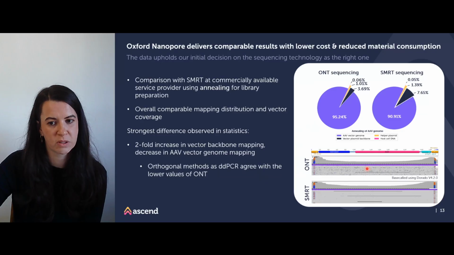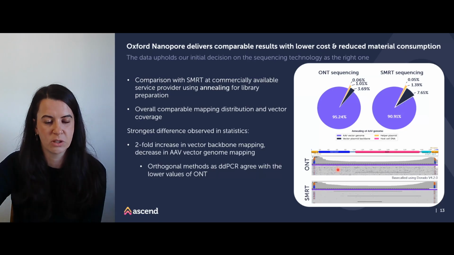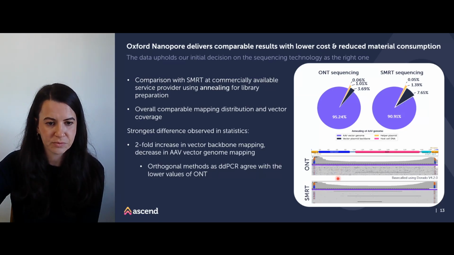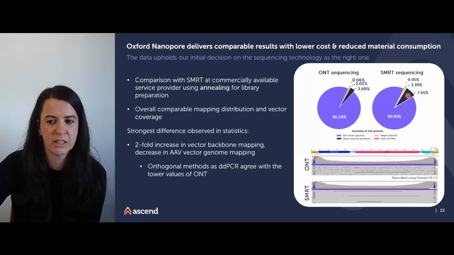In those coverage plots here, each gray horizontal bar below the purple line corresponds to a single sequencing read that has been aligned to the reference genome and shows coverage as well as any mismatches or variants. The strongest difference, however, is the statistics. So we see around 95% transgene mapping for our nanopore sample, but only 90% with SMRT sequencing.